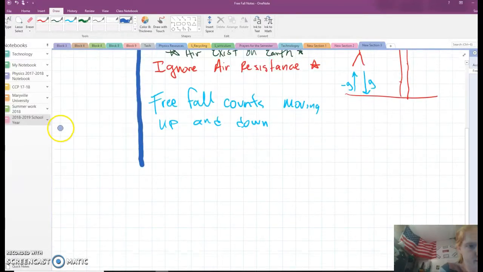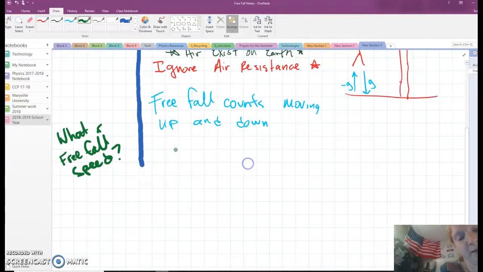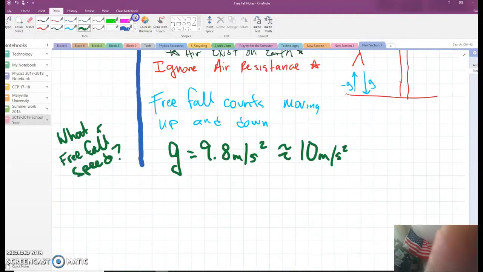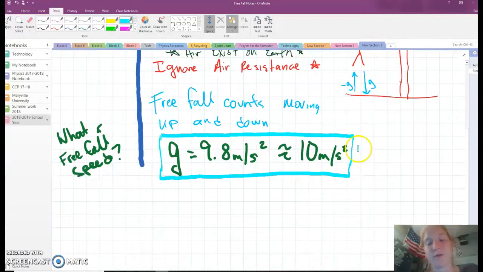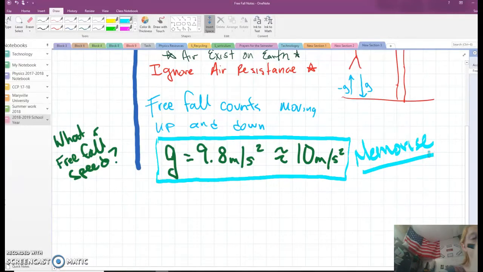Okay, so what is free fall on Earth? What is free fall speed? Gravity is 9.8 meters per second squared. We often will round to 10 meters per second squared. This is one of those things that you must memorize. This is not allowed to go on the back of your thing. You just memorize it.